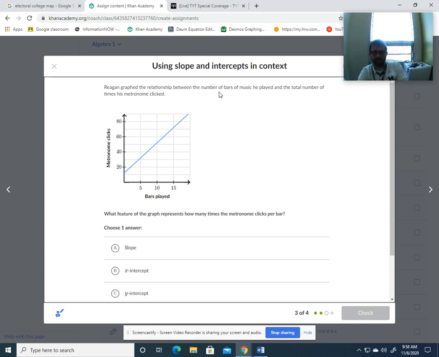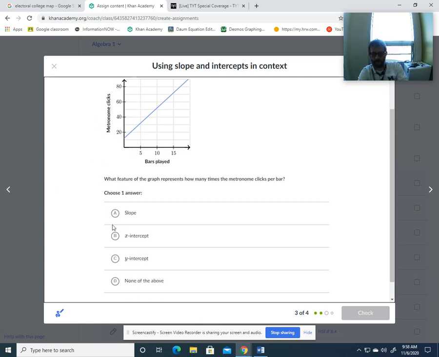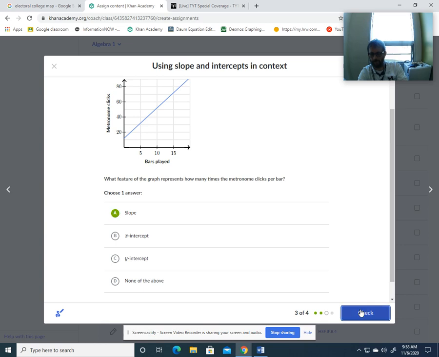Reagan graphed the relationship between the number of bars of music he played and the total number of times his metronome clicked. What feature of the graph represents how many times the metronome clicked per bar? Again, clicks per bar. That's a rate. They're talking about the slope.